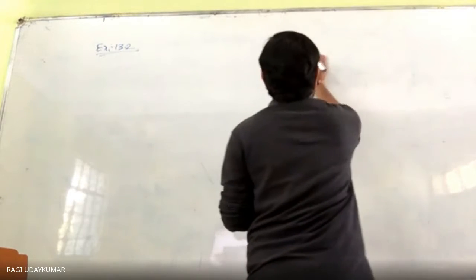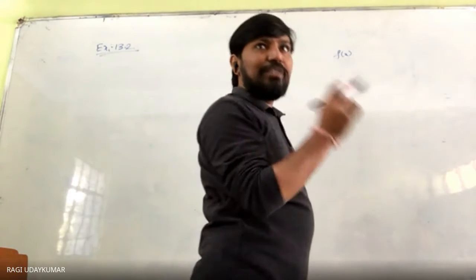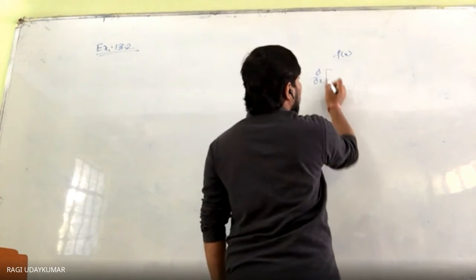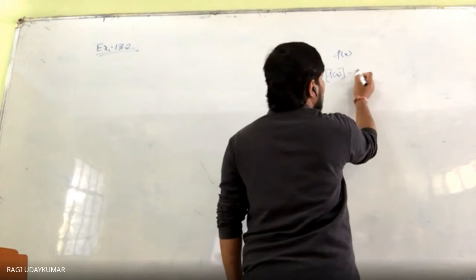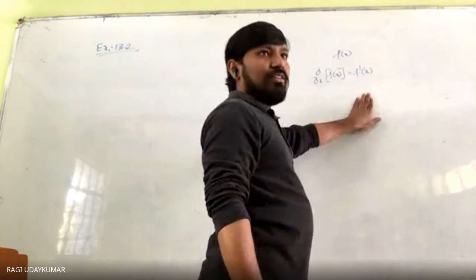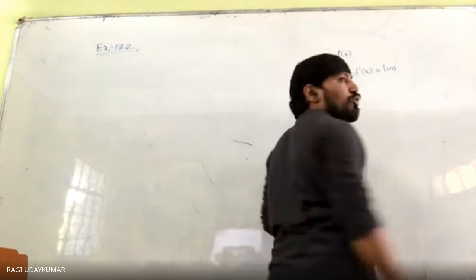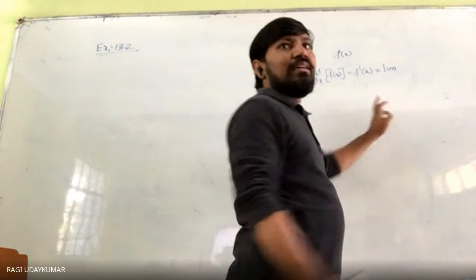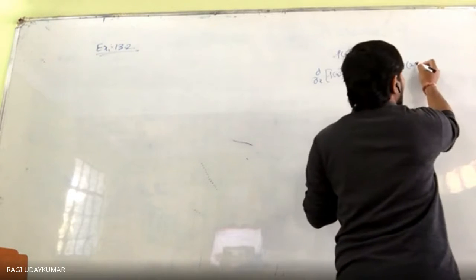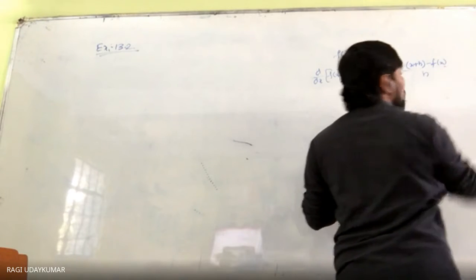If f of x is a function you are taking into consideration, the derivative of this function is written as d by dx of f of x, and it equals f dash of x. This is defined with the limit concept, which you need to know here. Limit h tends to 0, f of x plus h minus f of x, by h. This is called the first principle.